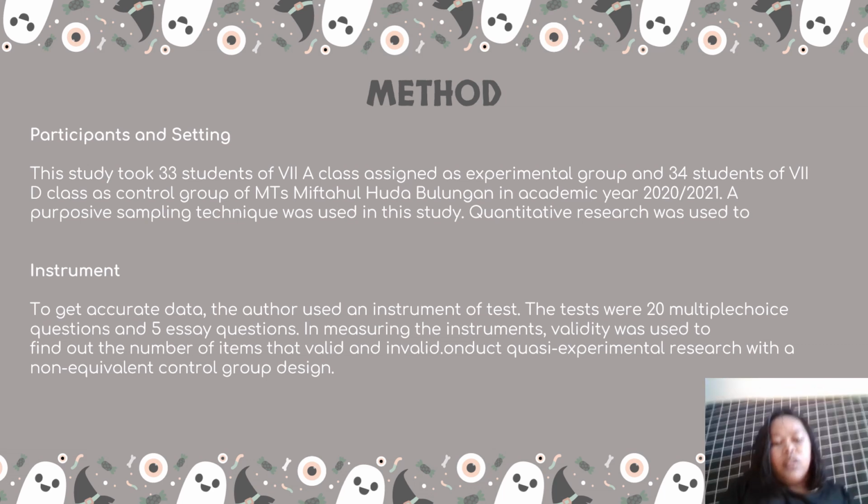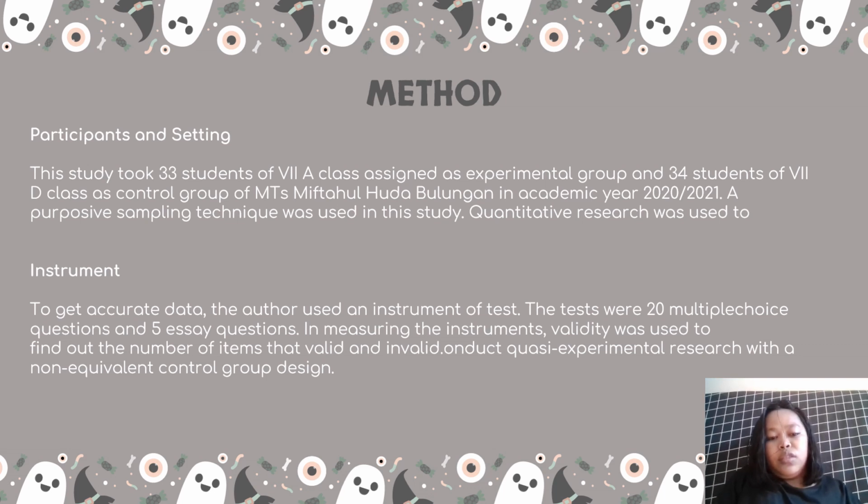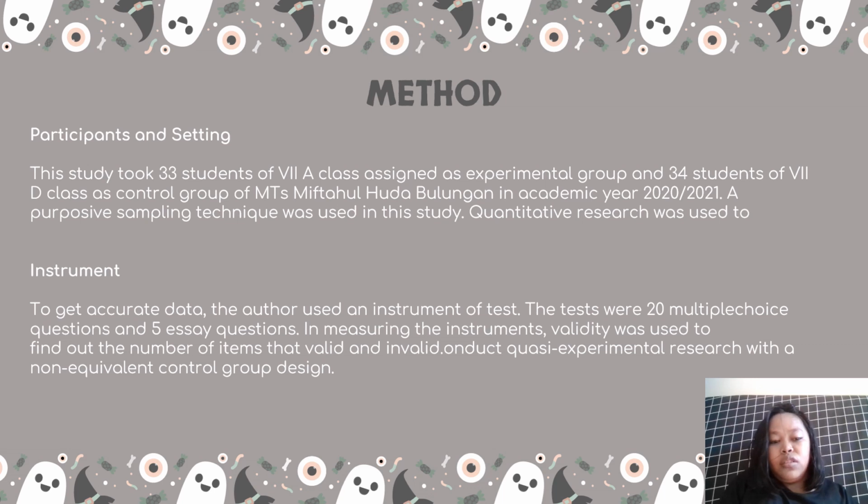Instrument. To get accurate data, the author used a test instrument. The tests were 20 multiple-choice questions and 5 essay questions. In measuring the instrument, validity was used to find out the number of valid and invalid items. The author conducted quasi-experimental research with a non-equivalent control group design.